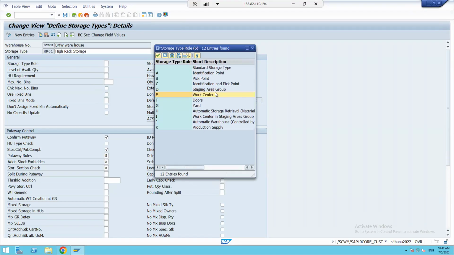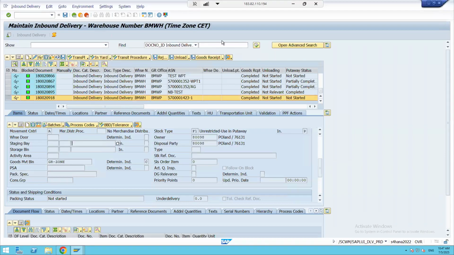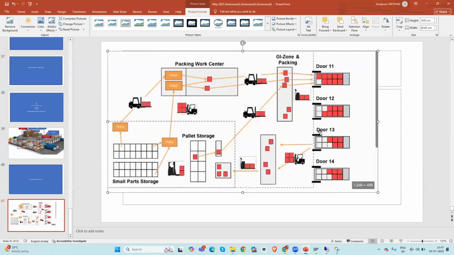Now, what is the next one? Doors. As I explained, we control this entire thing, can you see? The entire thing we call one storage type here. In the storage type, we have sections. Sections means what? Section 1, which is for the goods. I can divide it into two things, okay? Doors for GR and doors for GI. Doors for GR means one storage type. Okay, this is for the GR part. The other storage type will be the GI part.